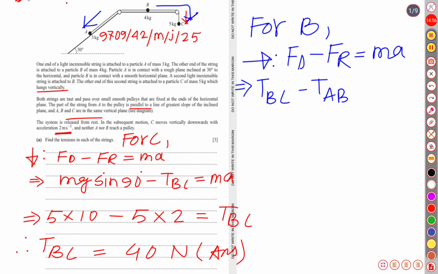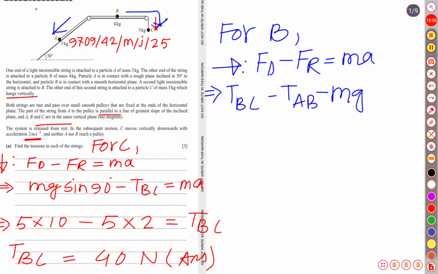Actually, we are not ignoring weight. If weight were causing resistance to motion, it would be mg sine 0 degree, or cos 90 degree, whatever you call it, sine 0 degree, equal to mass into acceleration. The mass of particle B is 4 and the acceleration is 2 meters per second squared.